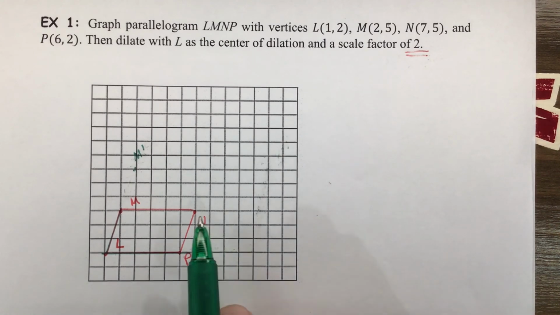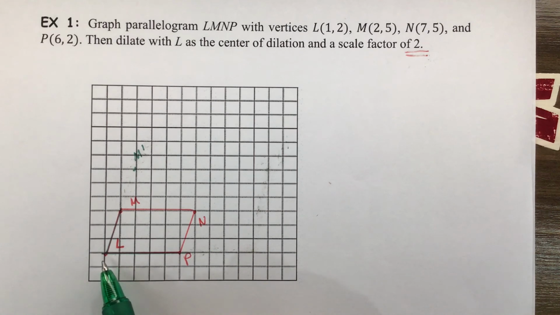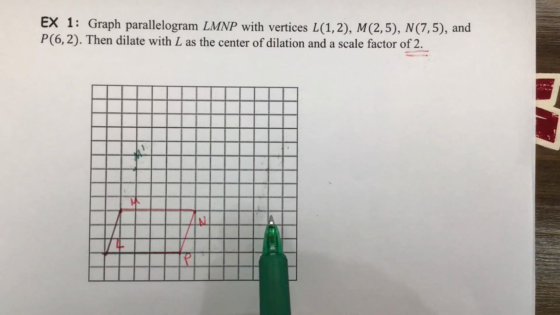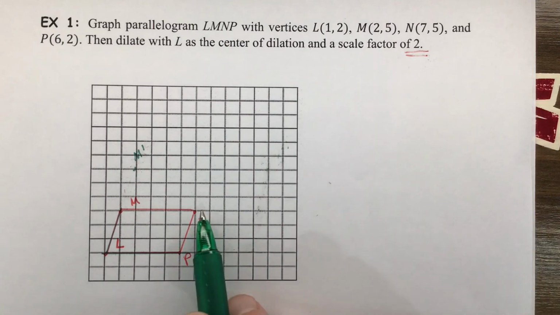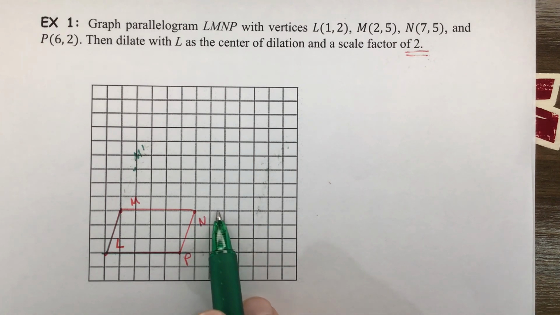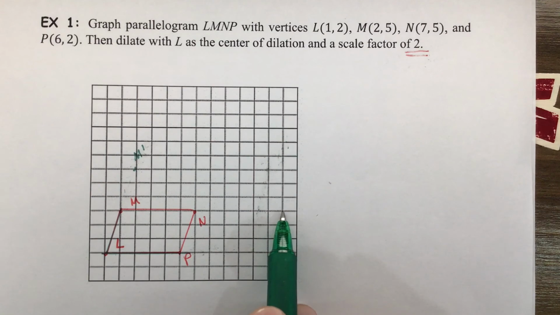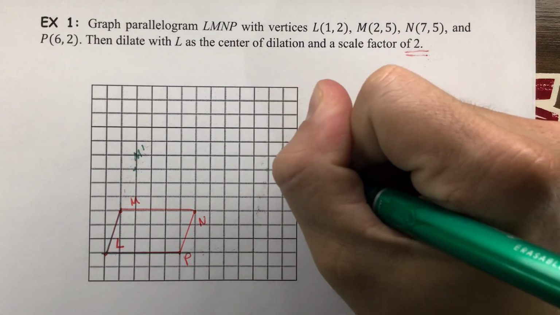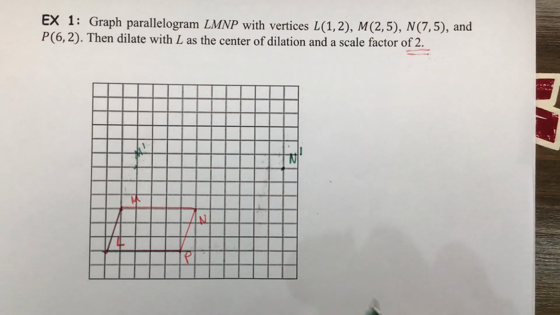Now N, to get to N from the center of dilation, the components would be 1, 2, 3, 4, 5, 6, and 1, 2, 3. So it's a 6 by 3. So you're going to do 1 to get to N, and you're going to do another 6 by 3 to make sure that we've got a scale factor of 2. So 1, 2, 3, 4, 5, 6. Make sure I count that right. 1, 2, 3, 4, 5, 6, then 1, 2, 3. So that's going to be N prime.